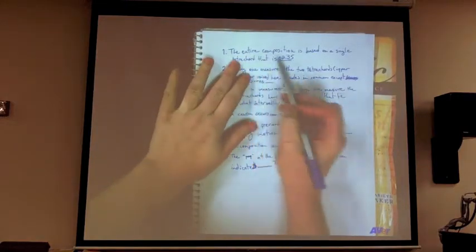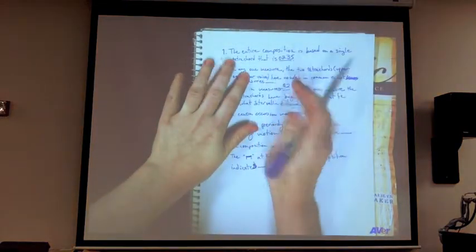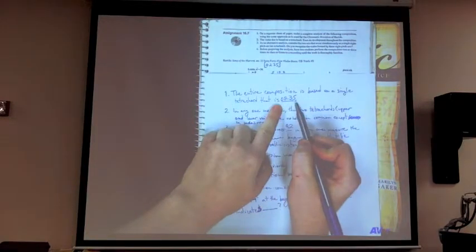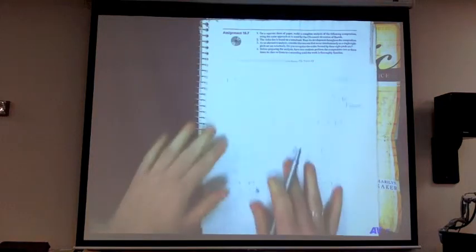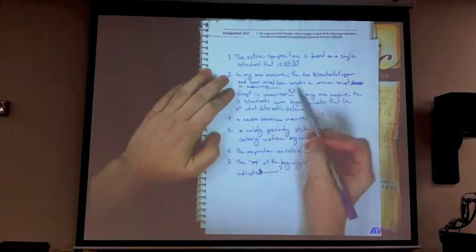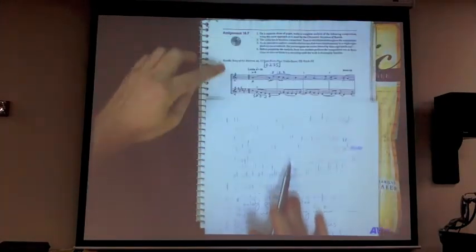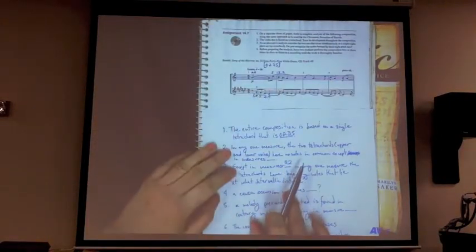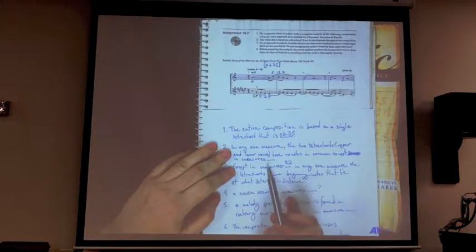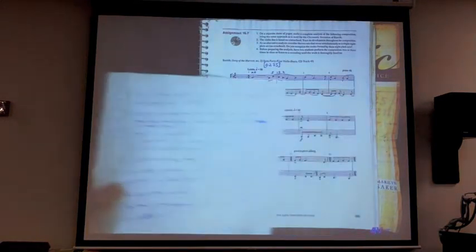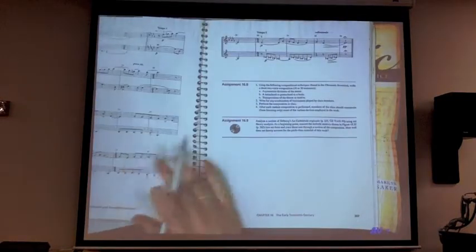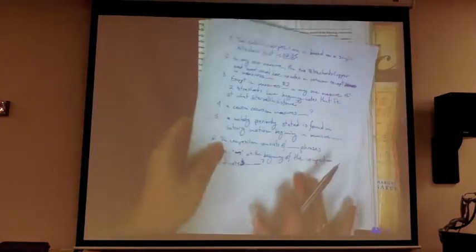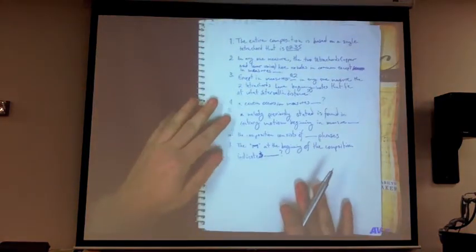The entire composition is based on a single tetrachord that is, again, I just gave it to you, 0, 2, 3, 5. So just write in the tetrachord, 0, 2, 3, 5. And then the other questions: in any one measure, the two tetrachords, so this tetrachord, this upper voice, and the lower voice, the two tetrachords have no notes in common except in blank measures. So find the space, and this piece goes onto the back and then over to the other side. So find that spot where they actually share the same notes.